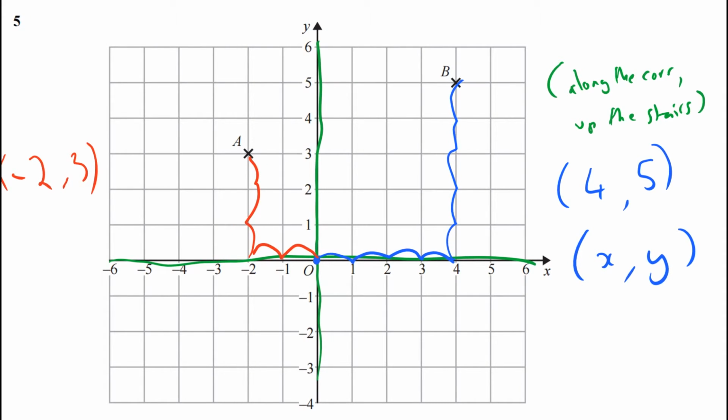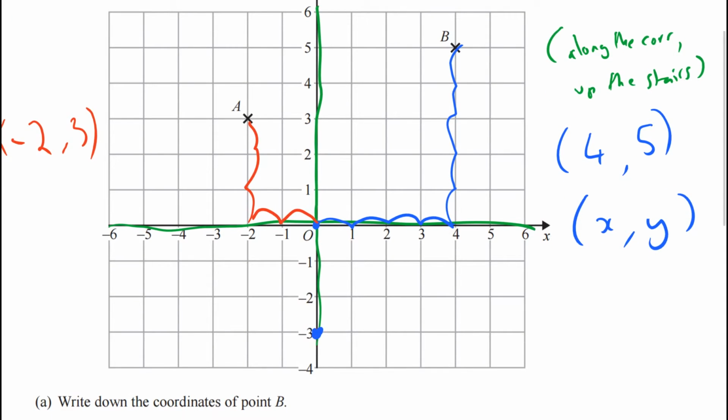Some students get stuck when it's right on the edge, like here. For example, let's do it in blue. This coordinate right here. So they'll say that this is, for example, -3, 0 or something. What you've got to realize is that you don't go anywhere along the corridor, do you? So in terms of right and left, you don't go anywhere. You just stay here, and then you go down 1, 2, 3.